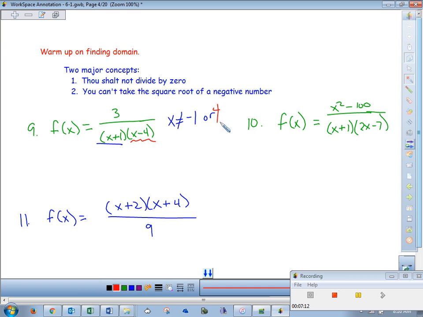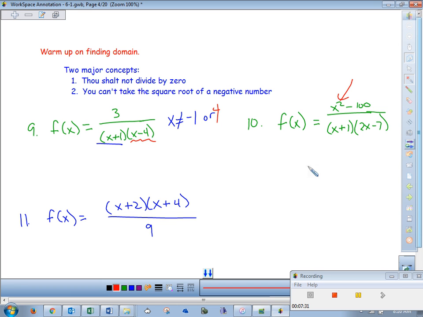Right? Those are the bad numbers. Every other number for x works. You can't put negative 1 in. You can't put 4 in because you'd get 0 in the denominator if you did that. And that's a bad thing. So over here, are there x's in the denominator? Nobody cares about the numerator.